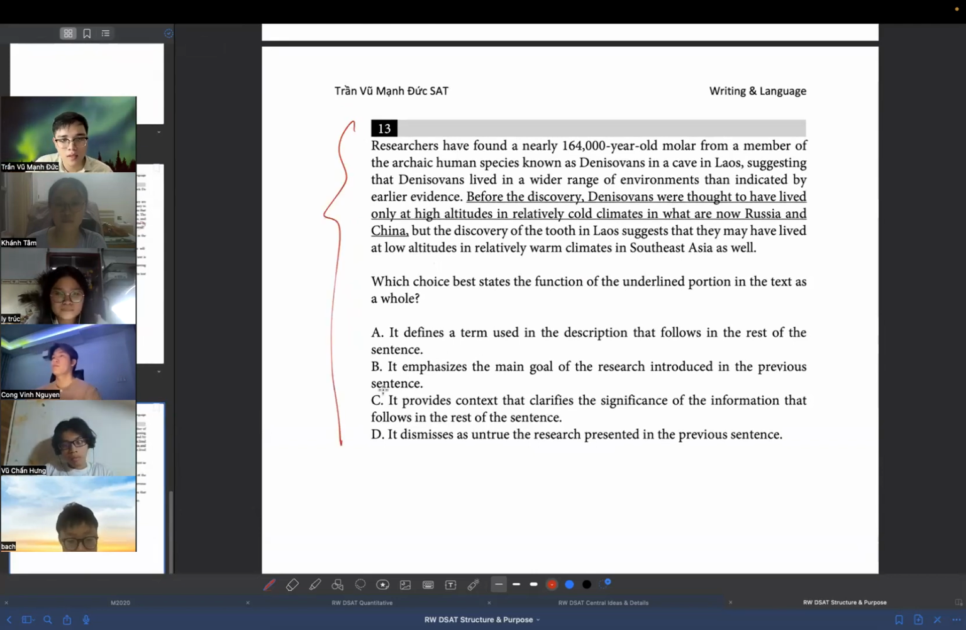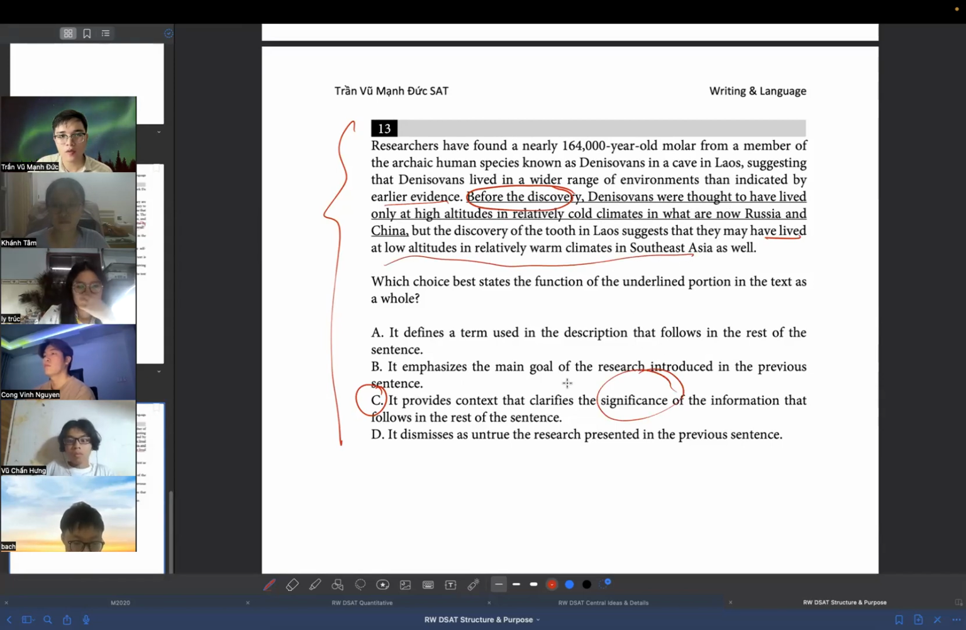13 is C. It provides context that clarifies the significance of the information that follows in the rest of the sentence. Before the discovery, the caves showed this wide range of environments than indicated by earlier evidence. The Denisovans were thought to have lived only at high altitude and a relatively cold climate in what is now Russia and China. The significance is that the discovery shows they may have lived at low altitude. So I'm going to use process of elimination.